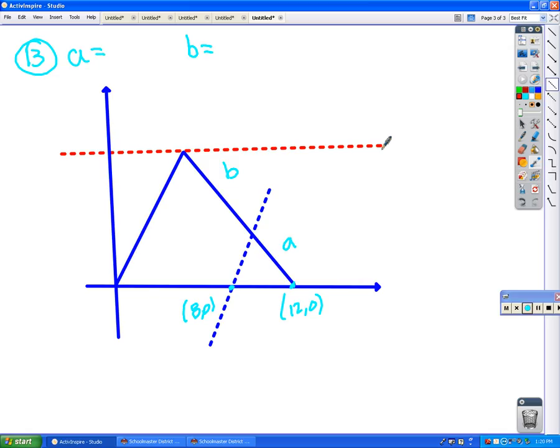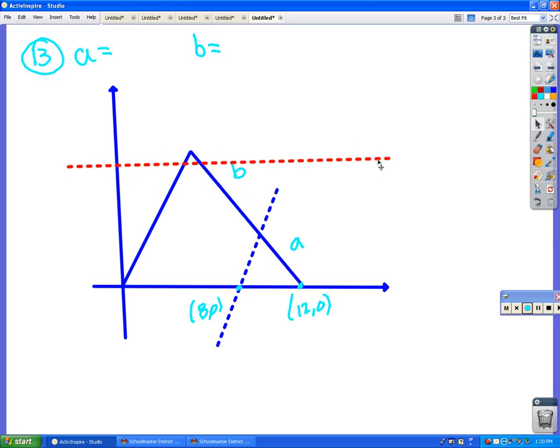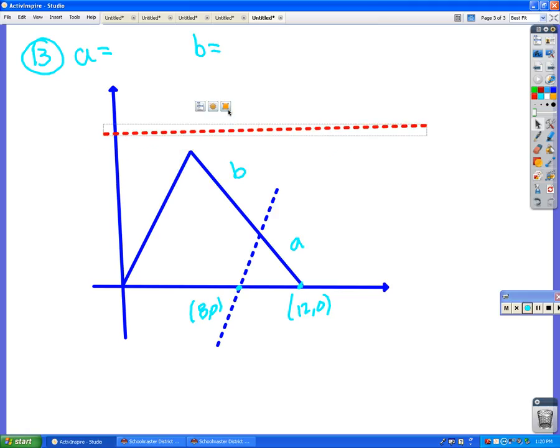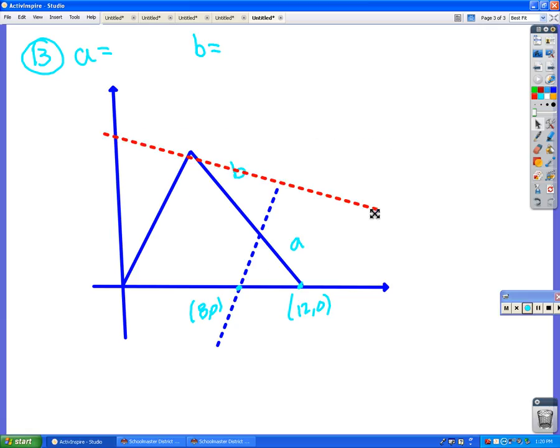Okay, so here's my line parallel to the y-axis, and where do you want me to move it? Wait, never mind. Oh, I'm sorry, you're right, that's not parallel to the y-axis. What was I thinking? That is parallel to the x-axis. Okay. All right, so where do you want a right triangle? Right here? Yeah. Okay.